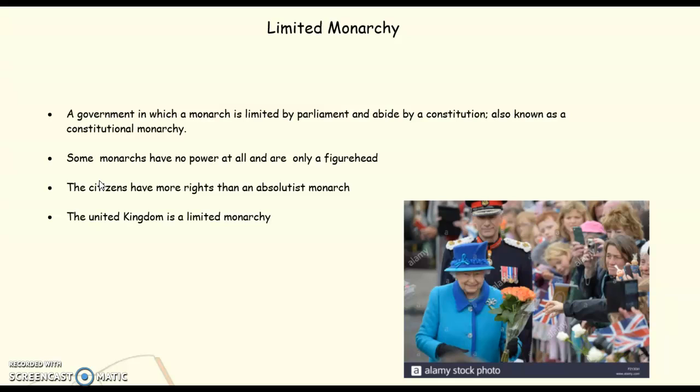Okay, and the United Kingdom is a limited monarchy. This is an example of limited monarchy. And I'll give you a picture here of Queen Elizabeth, because she has no power in the United Kingdom.